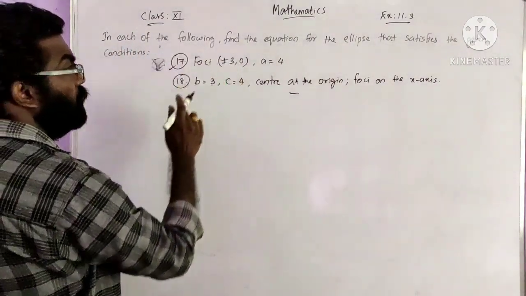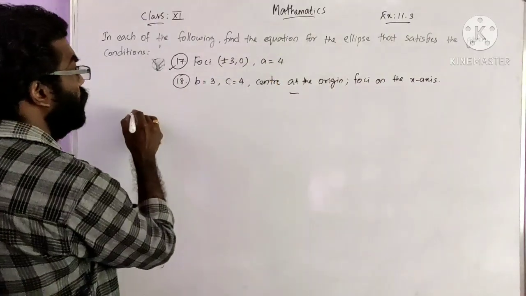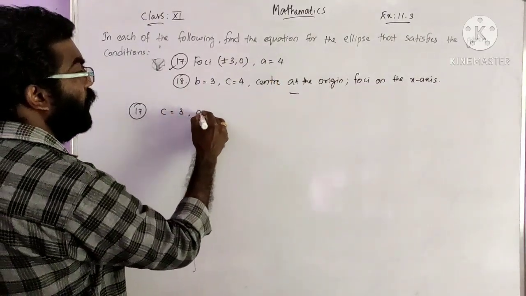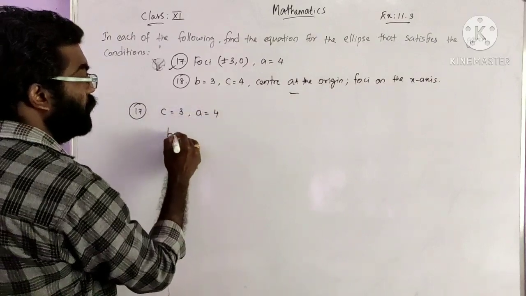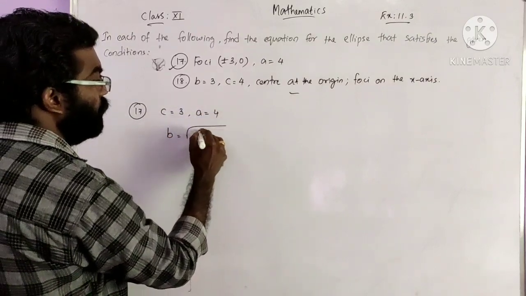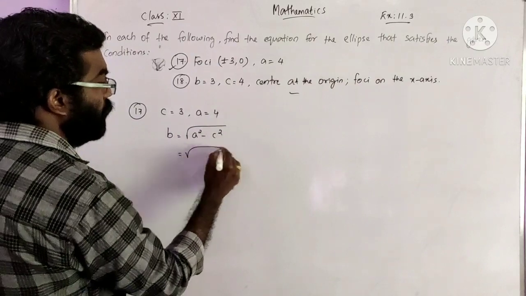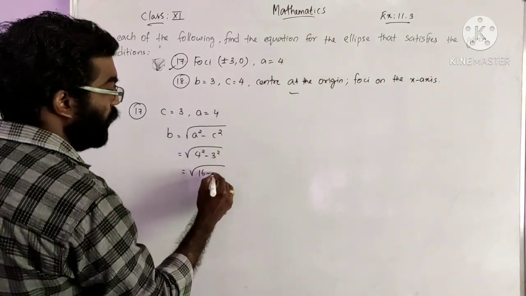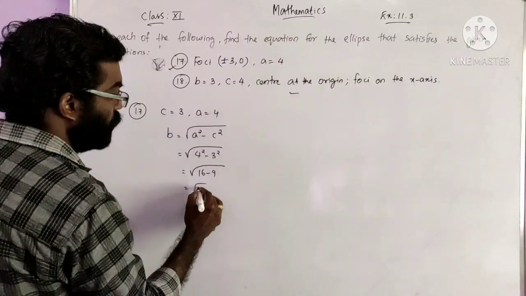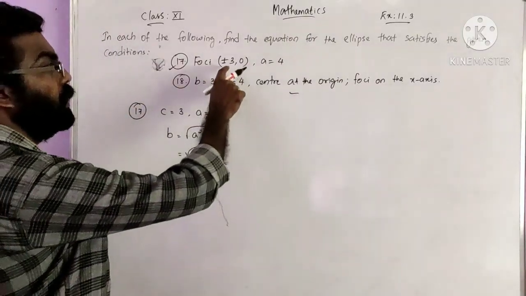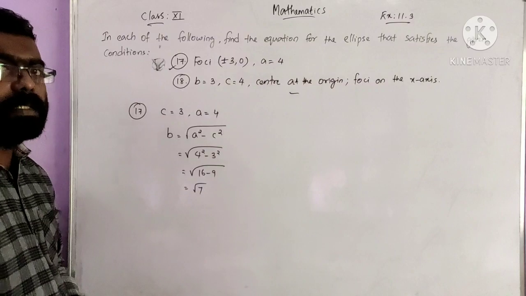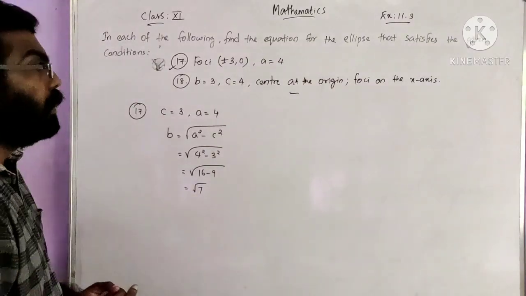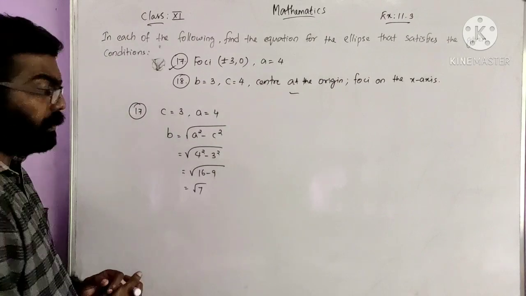Foci plus or minus 3 comma 0 and a equal to 4. So direct one. C is equal to 3 and a is equal to 4. So first we can find b. B is equal to root of a square minus c square. That is 4 square minus 3 square. Root of 16 minus 9, which gives root 7. Foci plus or minus 3, 0. That means it is of the first type. Plus or minus c comma 0. Okay. Foci lies on the x-axis.